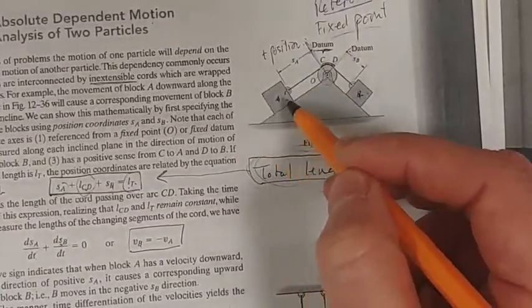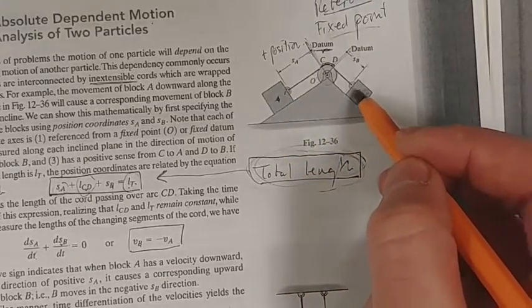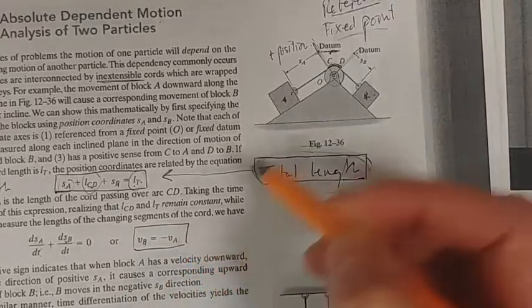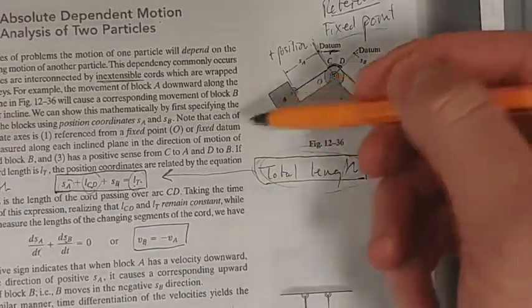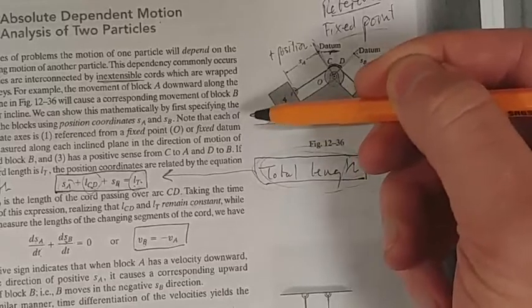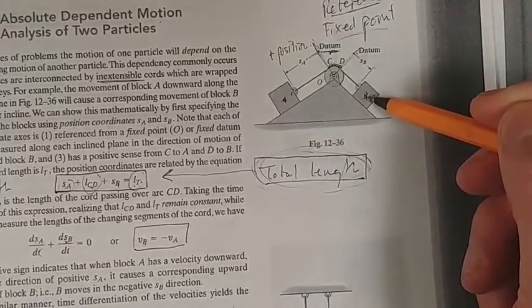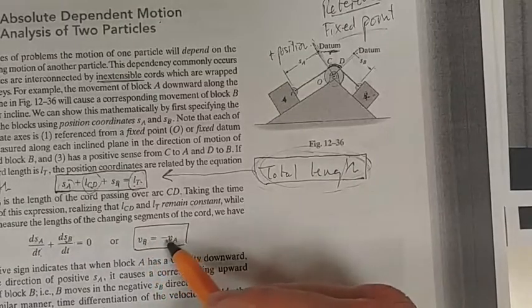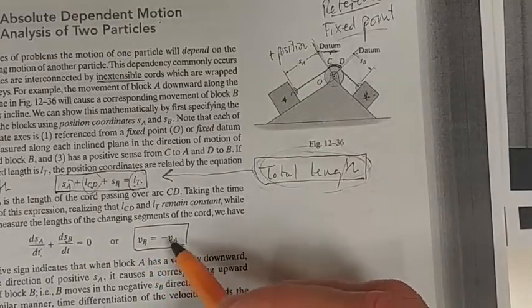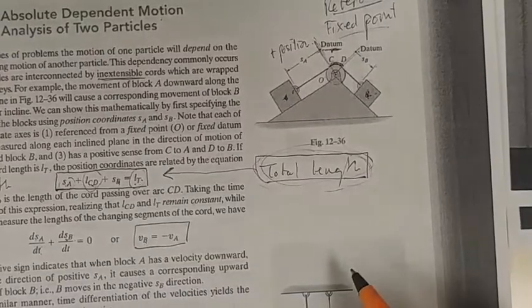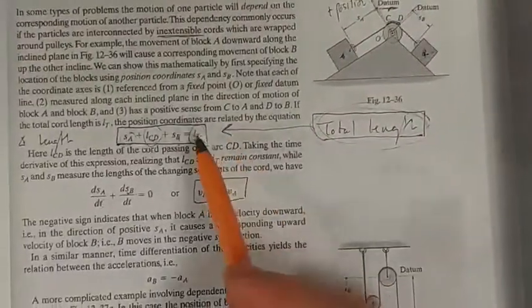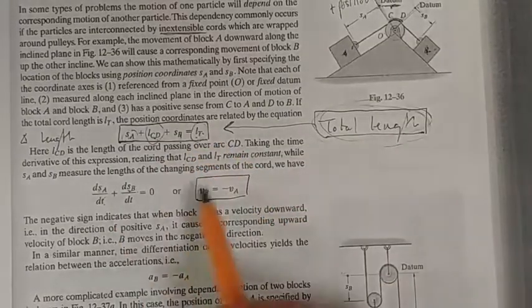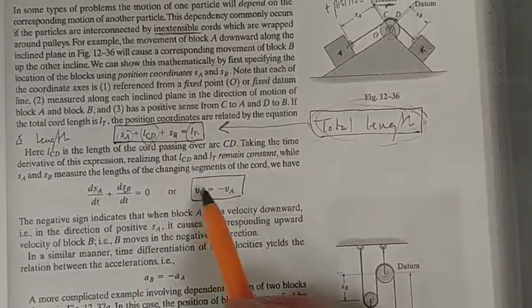So as this one moves down 1 unit, that one moves up 1 unit. And what you notice here is the one is the negative of the other. So if block A is moving in the positive direction, block B will be moving in the negative. So the velocity of B would always be the negative of A, and A will always be the negative of B. Okay? So again, why did we do the length equation? So that we can take the derivative of this and obtain the velocity relationship.